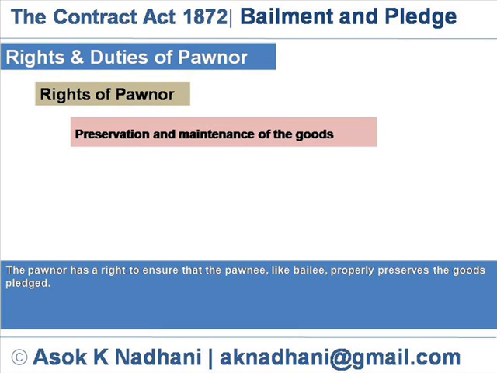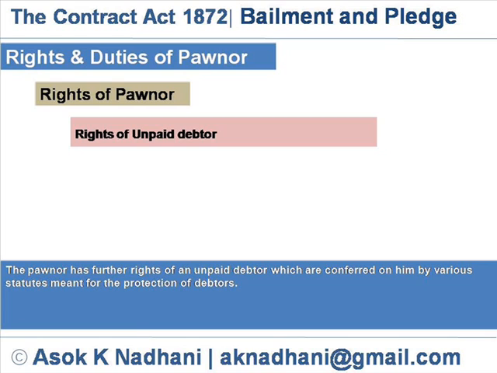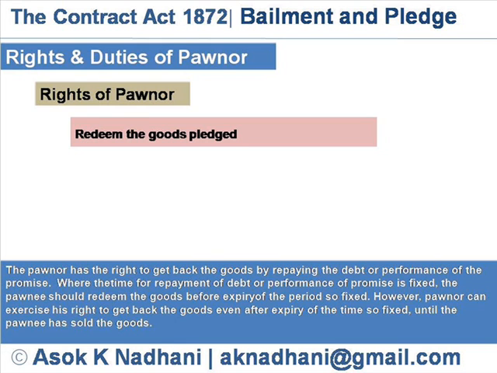Preservation and maintenance of the goods. The pawnor has a right to ensure that the pawnee, like bailee, properly preserves the goods placed. Right of unpaid debtor. The pawnor has further rights of an unpaid debtor which are conferred on him by various statutes meant for the protection of debtors.